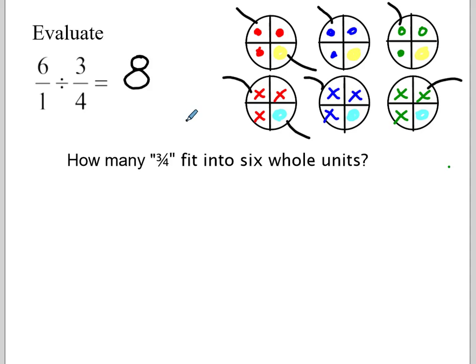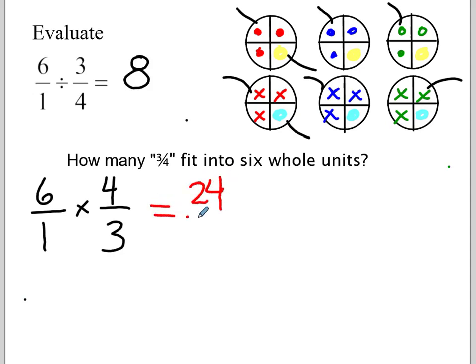Now, if we want to do a little experiment, instead of dividing by 3/4, let's just test this out. What if we multiply by 4/3? Let's take a look and see what happens. If we multiply across the top, that would be 24. If we multiply across the bottom, that would be 3. And 24 divided by 3 is, oh my goodness, 8. I think we're on to something.